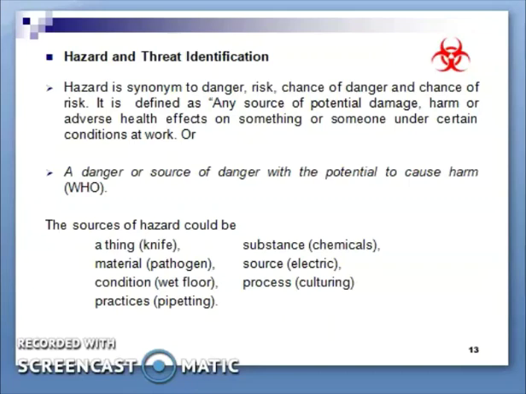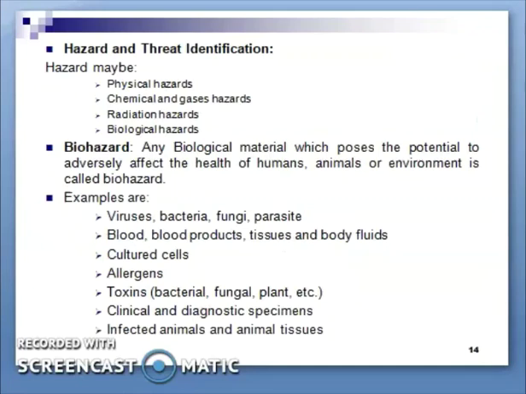The source of hazard could be a knife, this is a thing; a material like a pathogen; a condition like a wet floor; practices like pipetting; a substance like chemicals; a source like electricity. It's a source of hazard. A process like culturing. Hazard may be physical hazard, chemical and gas hazards, radiation hazards, biological hazards.